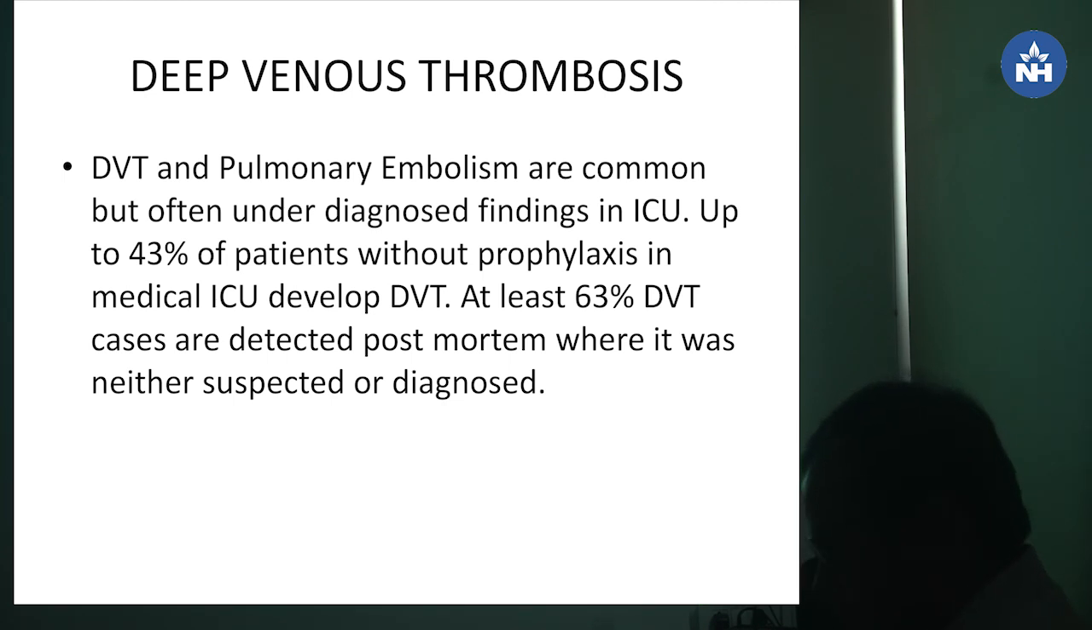First is deep venous thrombosis. DVT and pulmonary embolism are the most common but often underdiagnosed findings in ICU. Up to 43% of patients without prophylaxis in medical ICU develop DVT. An old trial has shown that at least 63% of DVT cases are detected post-mortem where DVT was neither suspected nor diagnosed.